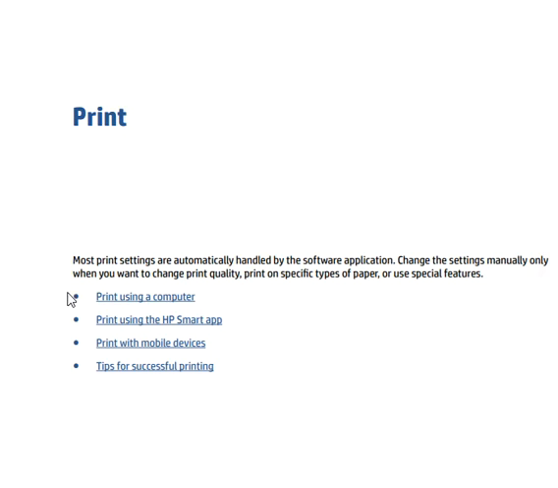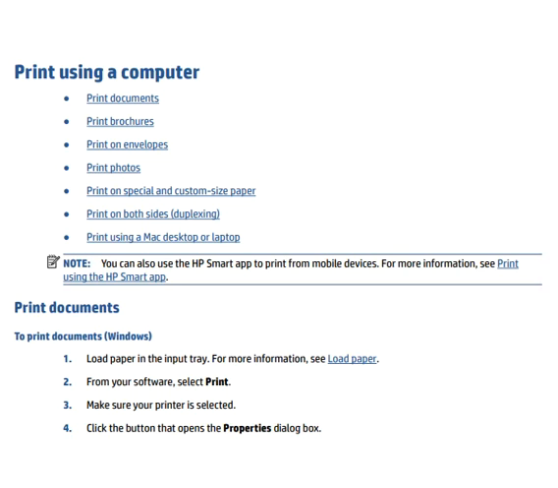Print using a computer, print using the HP Smart app, print with mobile devices, and tips for successful printing. So let's discuss in detail. So first, print using a computer. Here we will learn print documents, print brochures, print on envelopes, print photos, print on special and custom size paper, print on both sides, duplexing, print using a Mac, desktop or laptop.